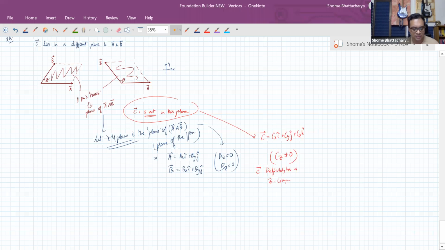So what can we say about C? We can definitely say that from this and this, A plus B plus C cannot be 0. It is always non-zero, because to cancel the Z component of C, A and B don't have any Z component. So at least the sum of A, B and C has to be CZ. It cannot be less than CZ, and CZ is non-zero.